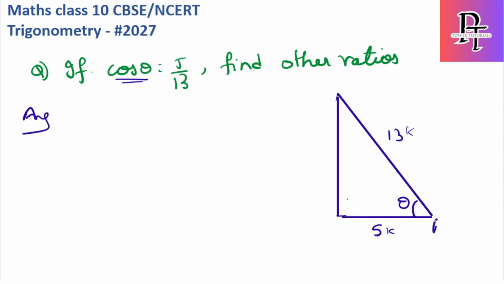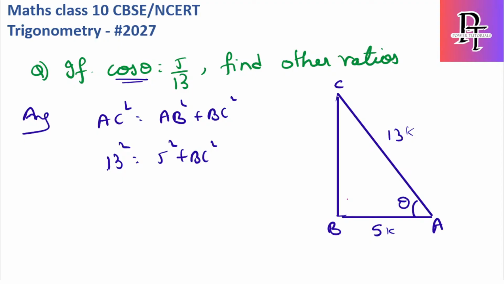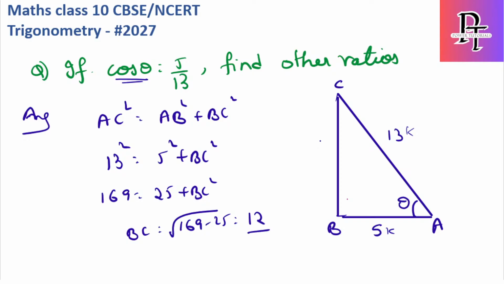Okay, let me mark in the triangle. If I say A, B and C, let me understand, using Pythagoras theorem, let us find what is the value of BC. Okay, so what is the Pythagoras theorem? I told you, in this question the Pythagoras theorem will be AC square, which is hypotenuse square, is equal to sum of squares of other two sides, which are AB square and BC square. So AC I am writing as 13. So 13 square is equal to AB is 5 square plus BC square. 13 square is 169, 5 square is 25, BC square. So I will get the value of BC as root of 169 minus 25, which is 144. So 144 square root value is 12.